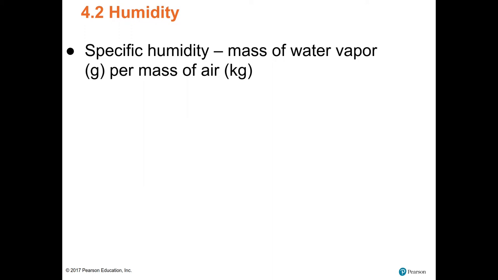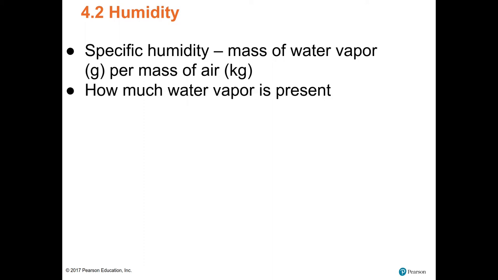Specific humidity is the mass of water vapor per mass of air. So it's grams of water vapor per kilograms of air. And it just tells you how much is present. A kilogram of air is about a cubic meter. So if you had a blob of air that was 3 feet by 3 feet by 3 feet, it would weigh about a kilogram.